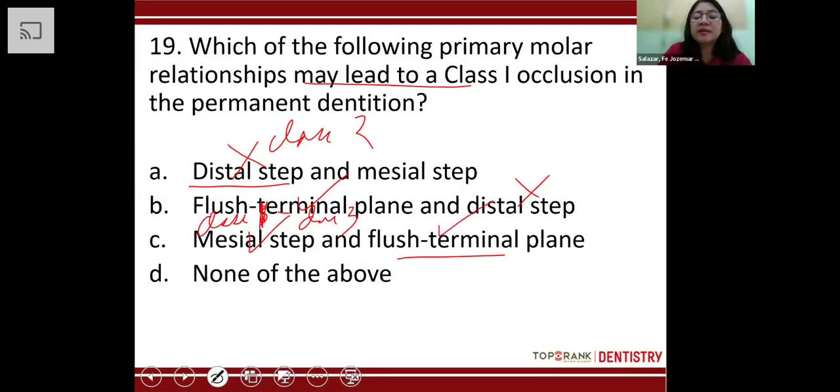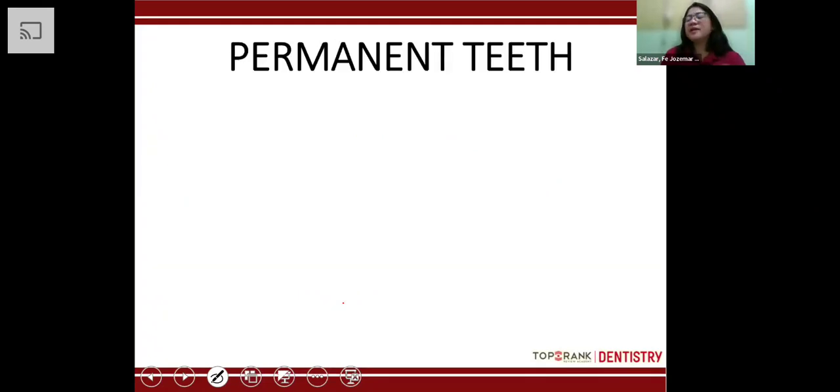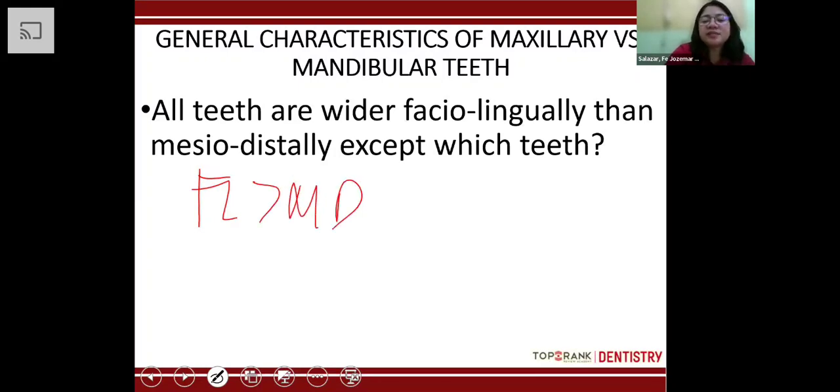Okay, so the correct answer, yes, it's letter C. Now we move on to your permanent teeth. These are the general features of your maxillary and mandibular teeth. All teeth are wider faciolingually than mesiodistally, except for what teeth? So faciolingual measurement is greater than mesiodistal.